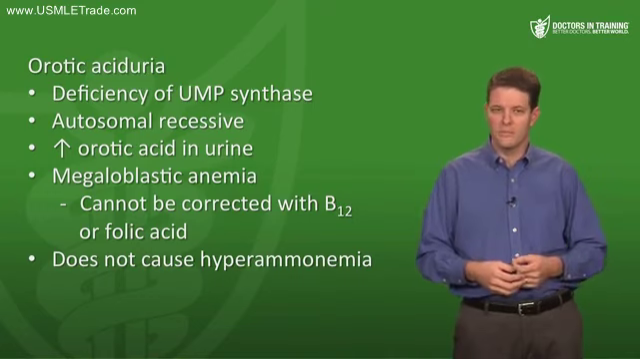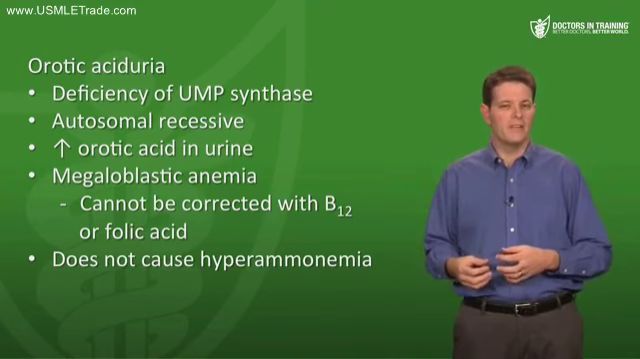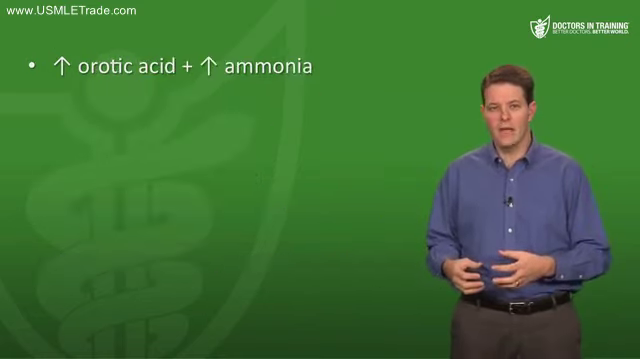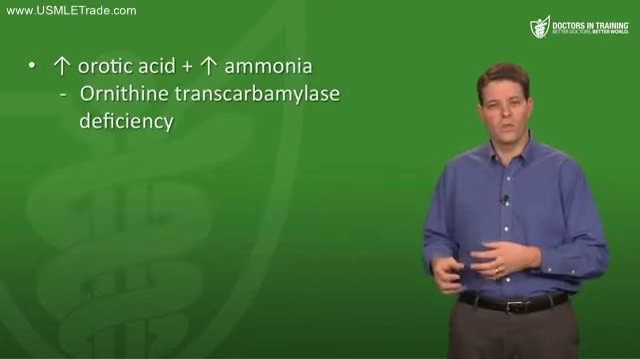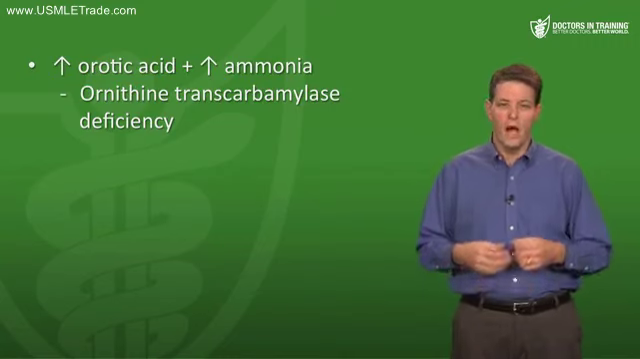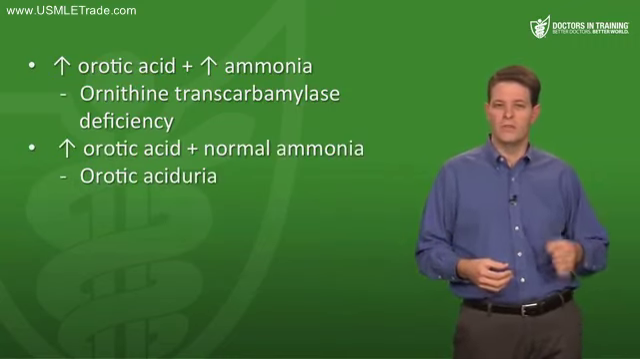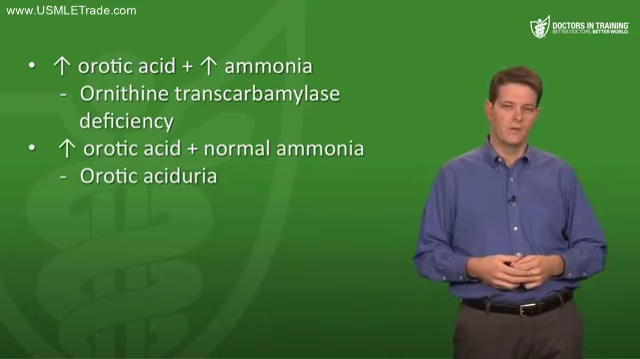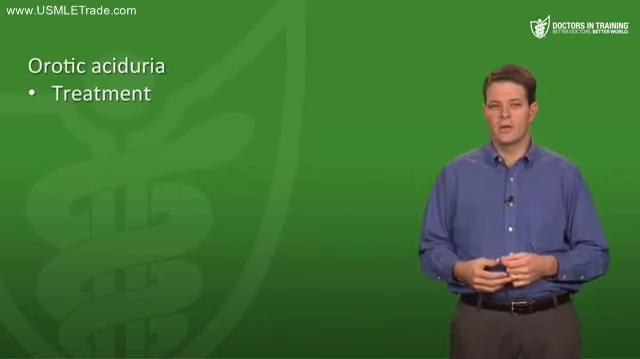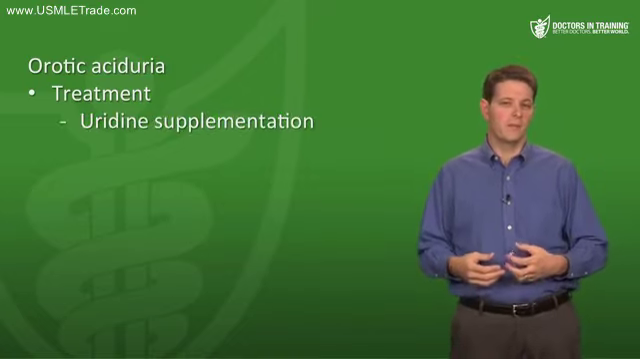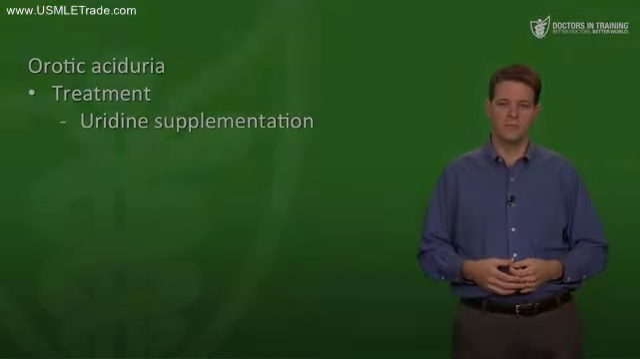disrupting the urea cycle. So if you see a patient with orotic acid in the urine, you want to know if the ammonia level is high. So high orotic acid plus high ammonia is ornithine transcarbamylase deficiency. High orotic acid plus normal ammonia is orotic aciduria due to deficiency of UMP synthase. Then the treatment for orotic aciduria is to bypass the pathway by supplementing uridine in the diet so that the patient can synthesize pyrimidines. Let's talk about purine synthesis.